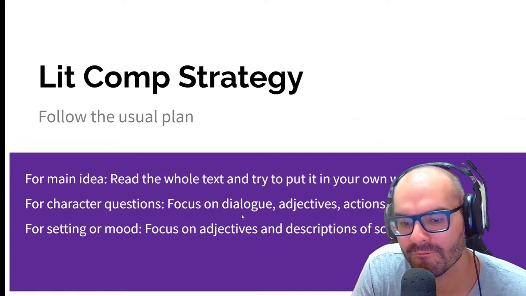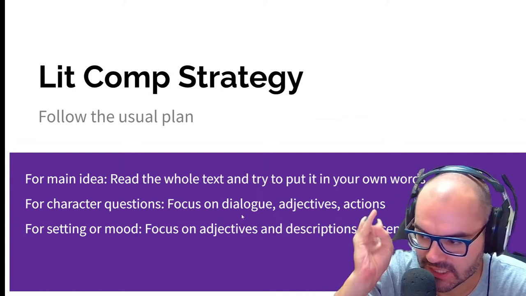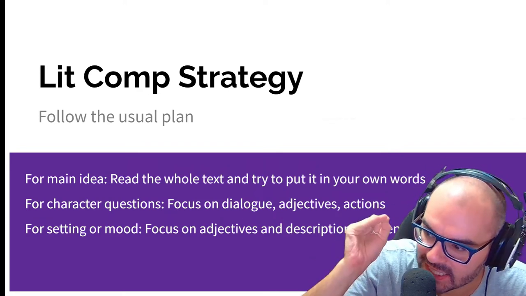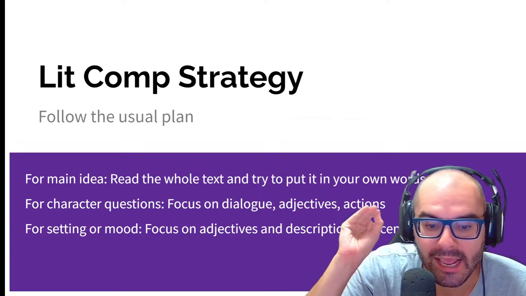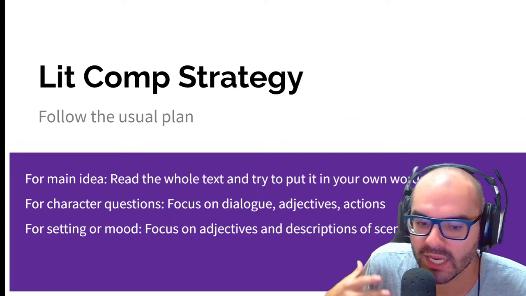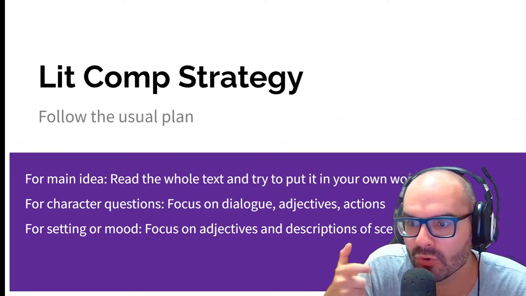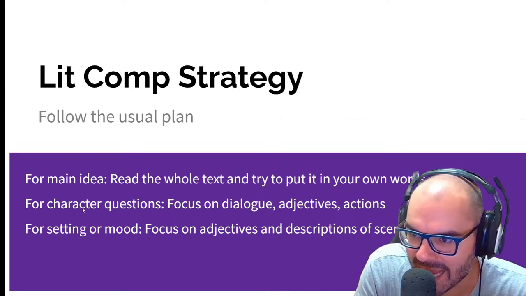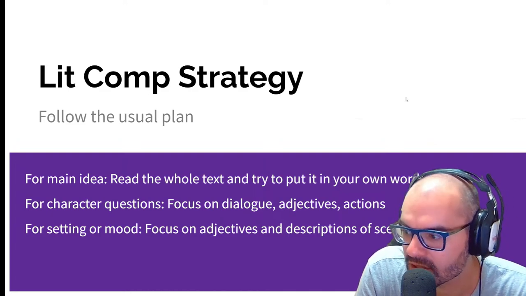When you're asked about a character, focus on dialogue, adjectives, actions. That's the three things. If you see what they're saying, see how they're described by the narrator, and see what they do, you will be able to answer those questions quickly. If they're looking at the setting or the mood, again, descriptions and adjectives, like which lines best give you that information. So just try to focus on what the question is asking for. I think that's the most important thing when you deal with these questions.